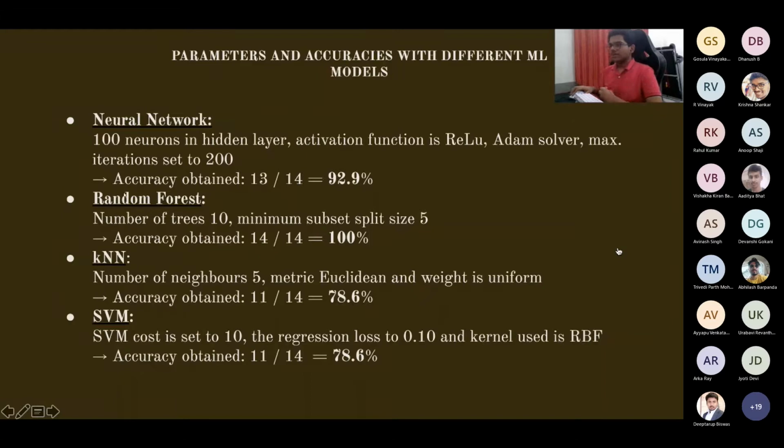And for the random forest, the number of trees I put was 10 and the minimum subset split size was 5, and the accuracy I obtained was 14 out of 14. All the samples were predicted correctly.